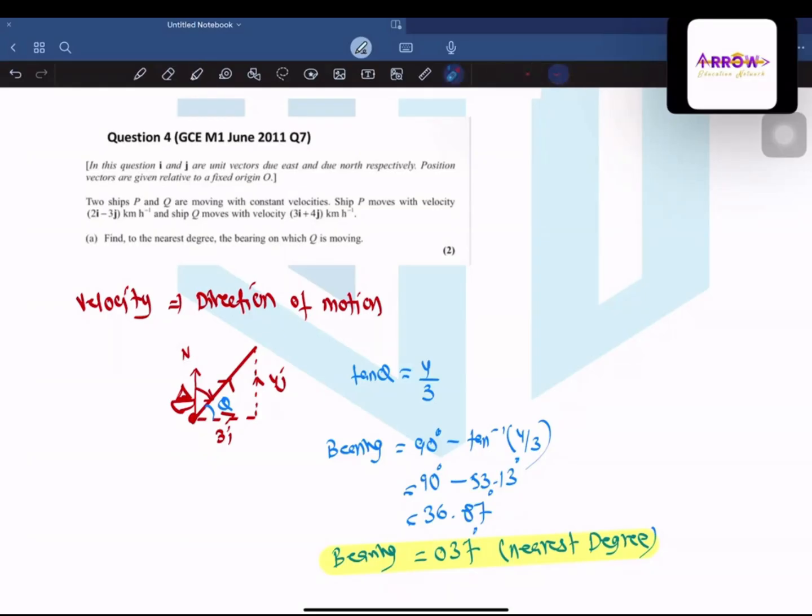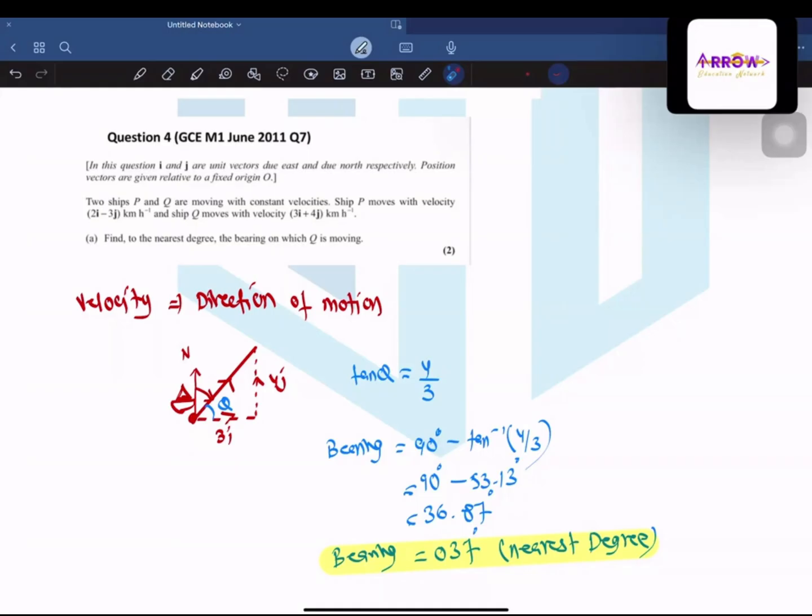Alternatively, you can find this angle theta as well. If you mark this angle theta, you know the opposite side will be 3 and the adjacent will be 4. So you can just find the value of tan inverse 3 over 4. That is also fine. Tan inverse 3 over 4 is 36.87, so that is going to be your answer. That approach is also perfectly fine. All right, so this was the requirement of part A.